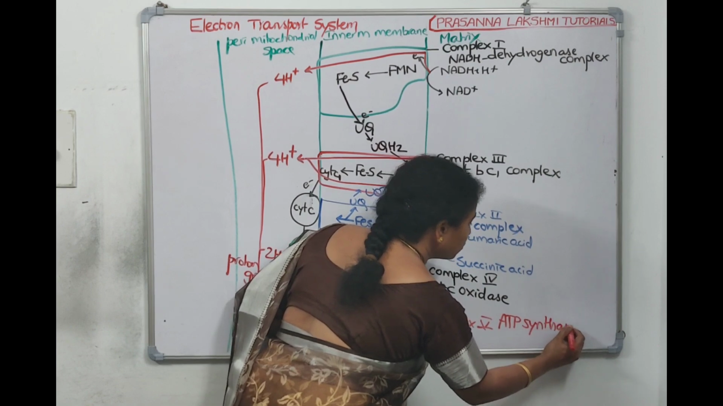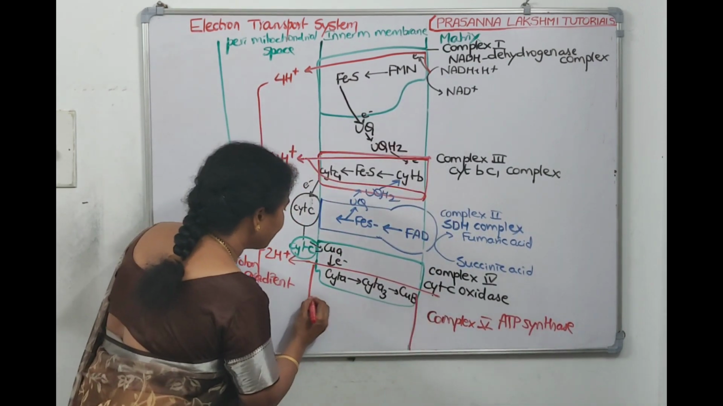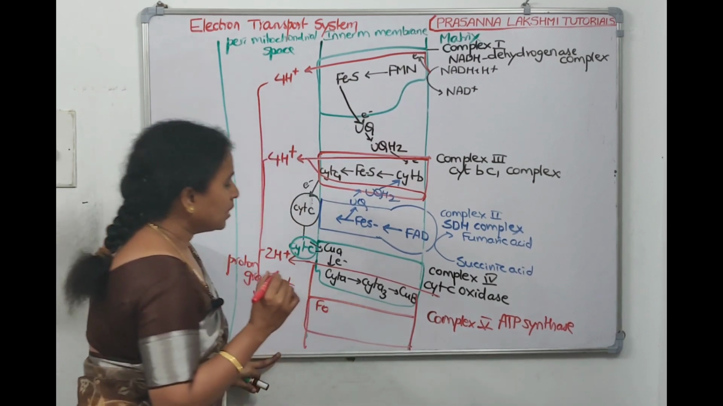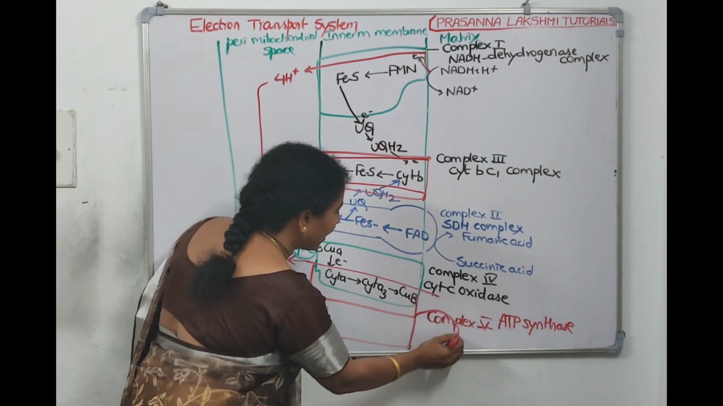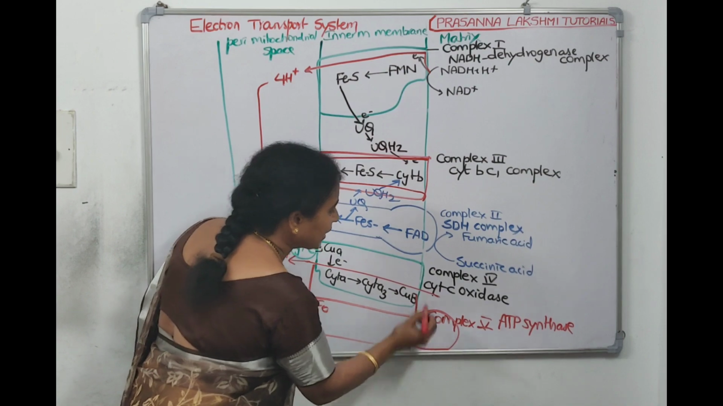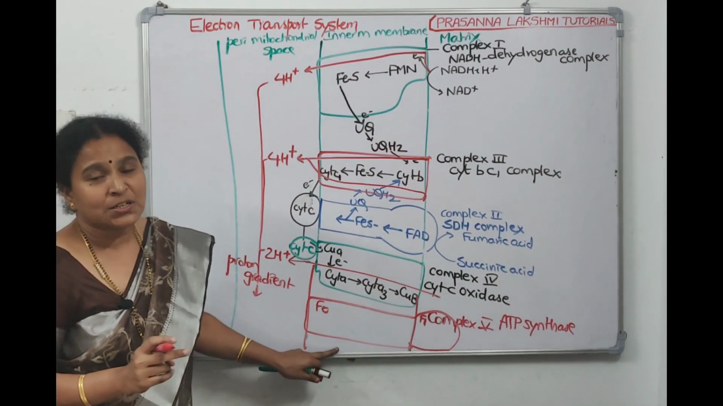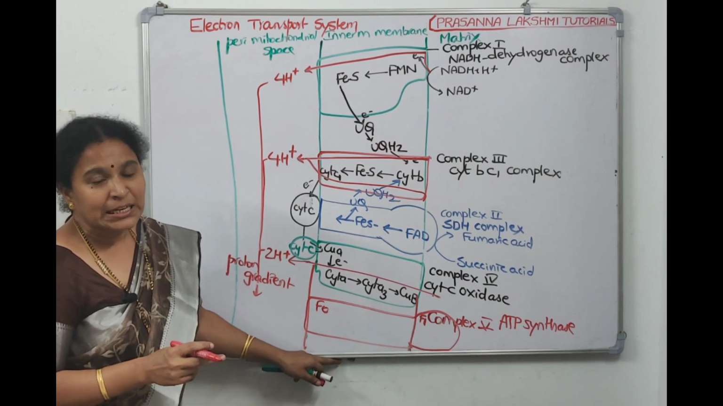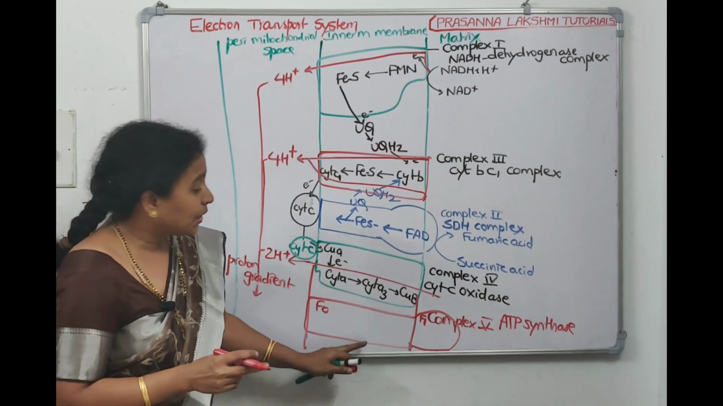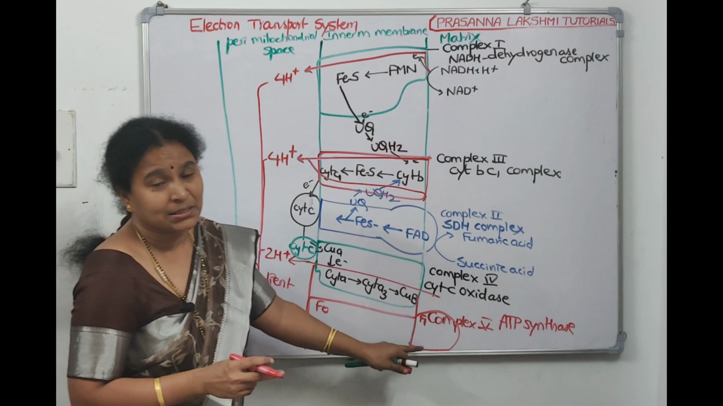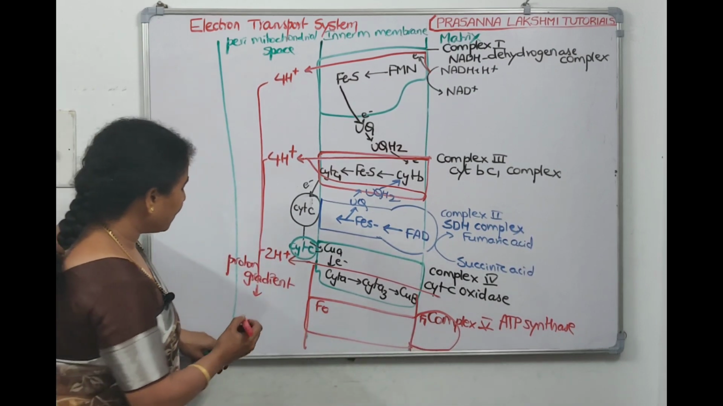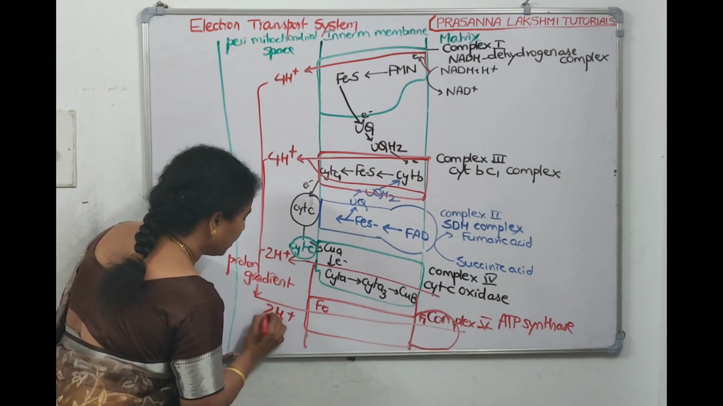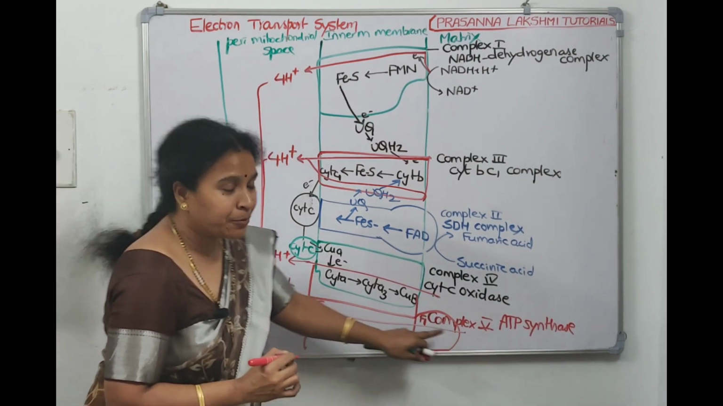It contains 2 subunits. The first subunit is a transmembrane protein. It is called F0. The second subunit is called F1, which is catalytic. F0, which is a transmembrane protein, is embedded in the membrane. F1, which is catalytic, is a peripheral protein, located towards the matrix. So F0, what will it do? F0 helps in pumping the protons.